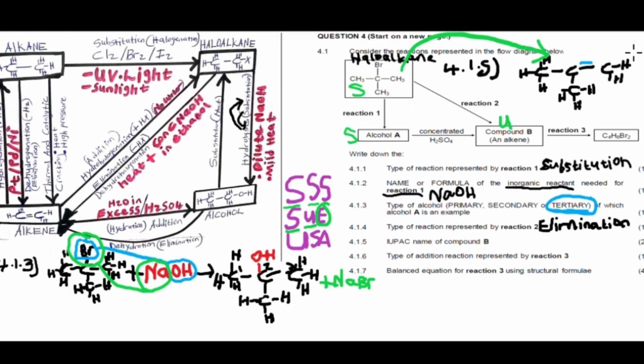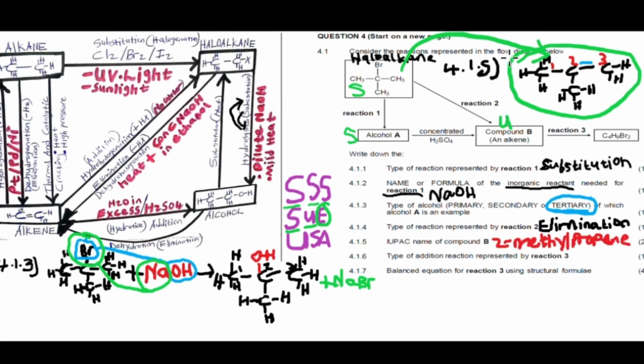So what is the IUPAC name of the compound that we have formed, this guy? The IUPAC name is going to be 2-methylpropene. Why are we saying 2-methyl? Because remember, this is carbon number 1, this is carbon number 2, this is carbon number 3, and the methyl is on carbon number 2. So it's going to be 2-methyl, and because we're having 3 carbons here, 1, 2, 3, the longest chain has 3 carbons, and then the double bond is on carbon number 1. So that's why it's going to be 2-methylpropene. That is the IUPAC name.